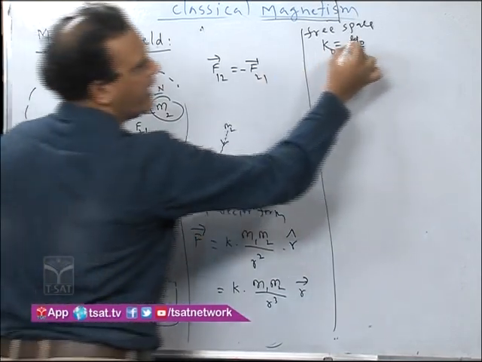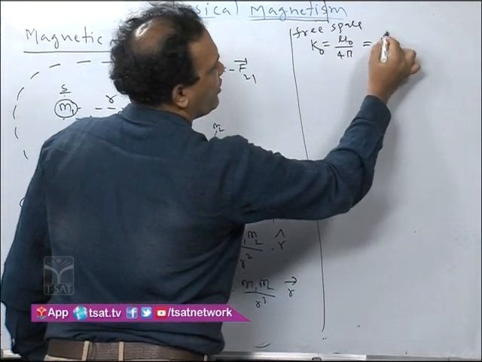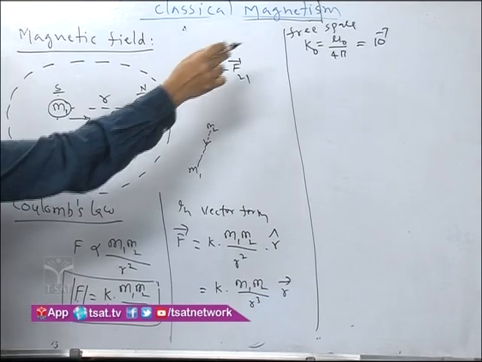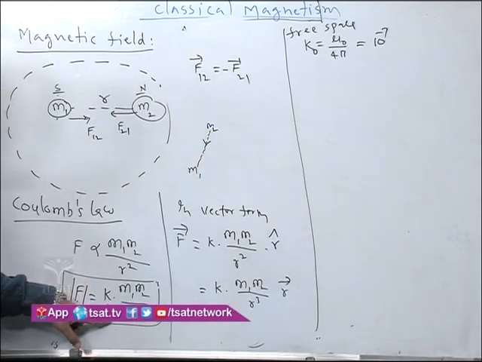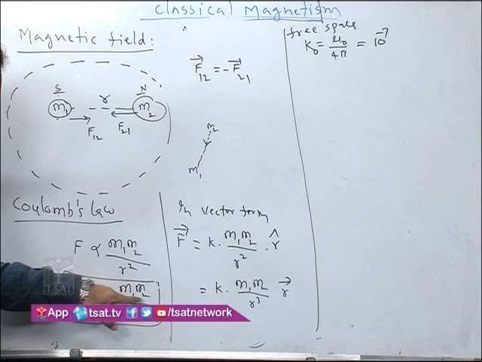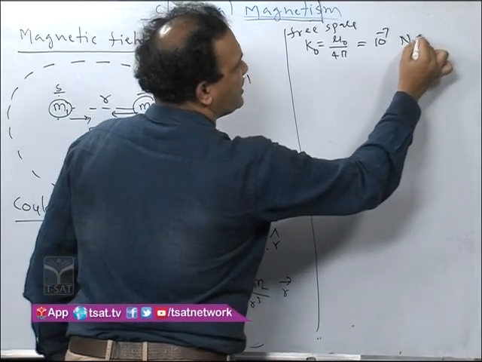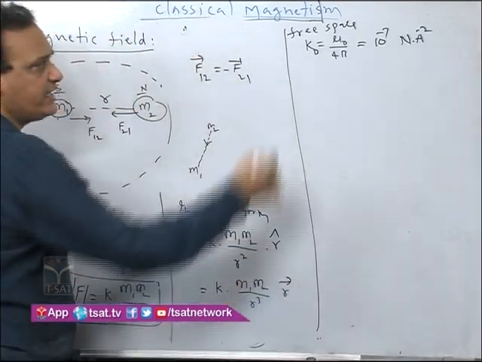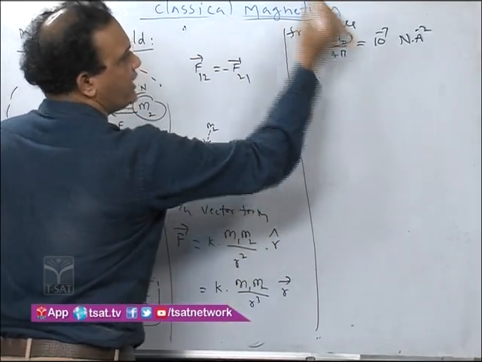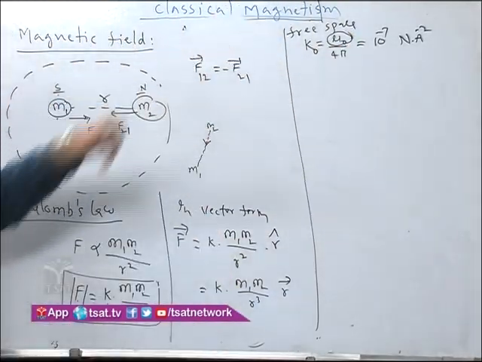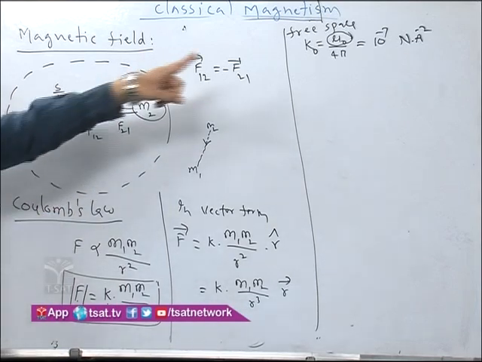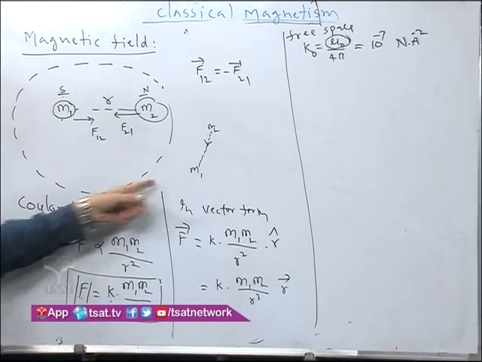The value of mu naught by 4 pi is 10 to the power of minus 7 in SI units. Newton, ampere into meter, so meter square, so Newton per ampere square. Now an important physical quantity in magnetism is permeability. This constant changes with the medium.